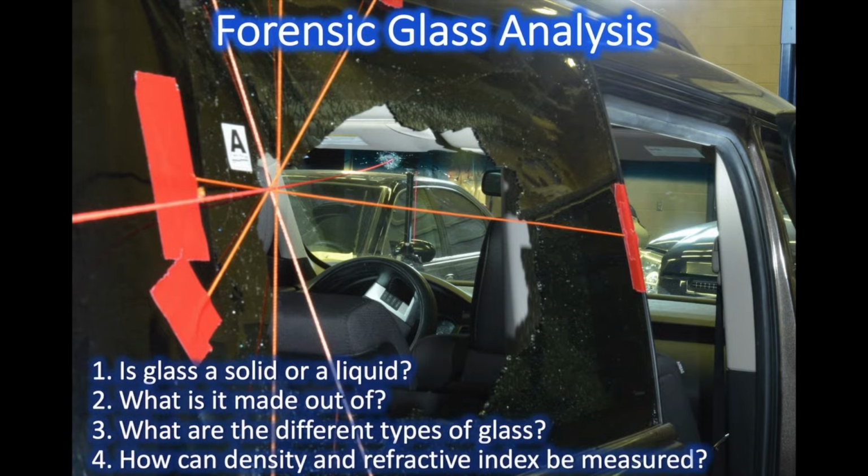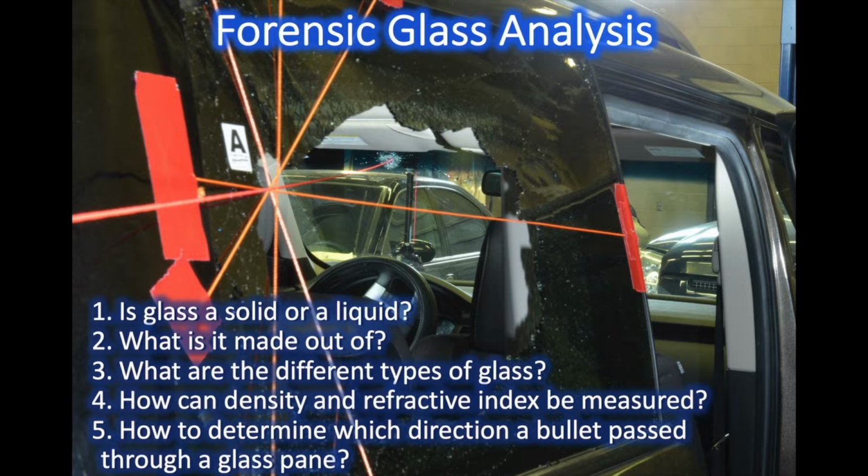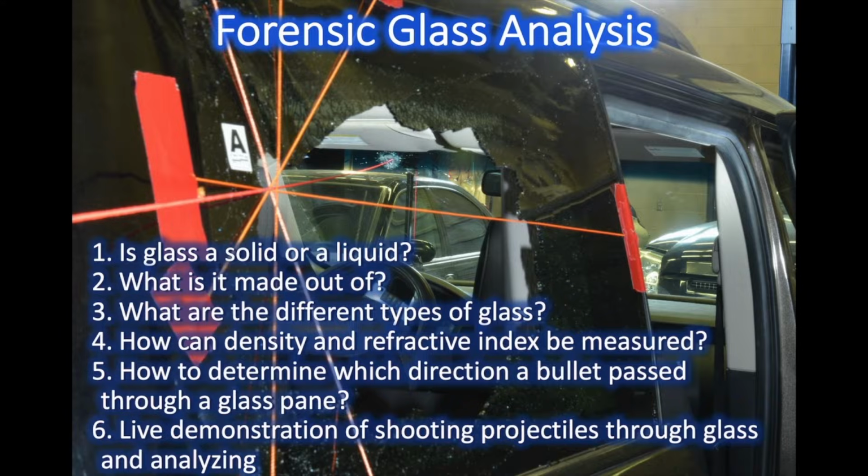And also we will look at 2 different ways a sample can be matched to the crime scene, discussing the different physical properties of glass. The 5th thing is, from looking at fracture patterns, can we determine from which direction a bullet or a projectile came from? And then lastly, we will go through a demonstration.